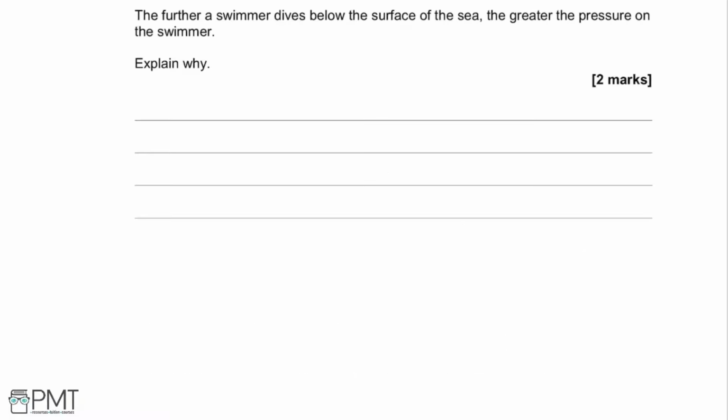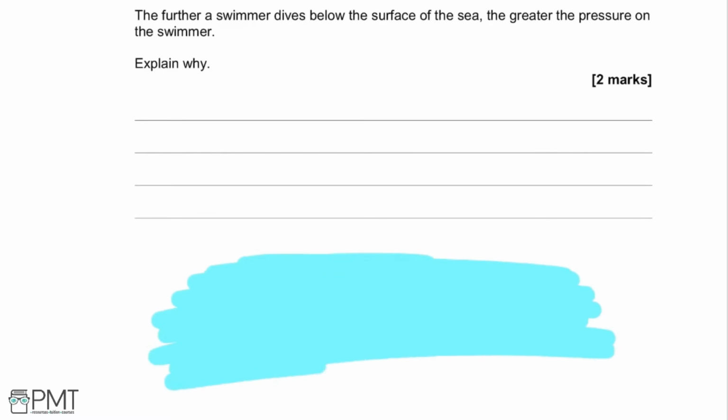Next, the further a swimmer dives below the surface of the sea, the greater the pressure on the swimmer. Explain why. So for this, I think the easiest way for me to explain it will be with a diagram. So I'm just going to draw a quick diagram down here. So we're going to say that this is the sea, or this blue.